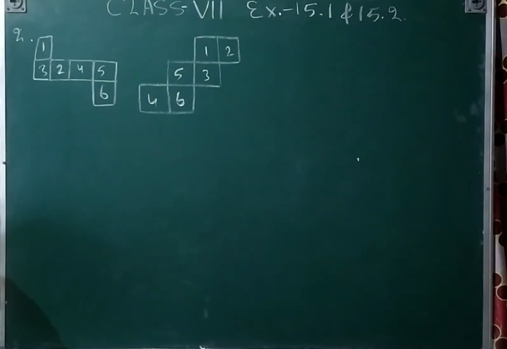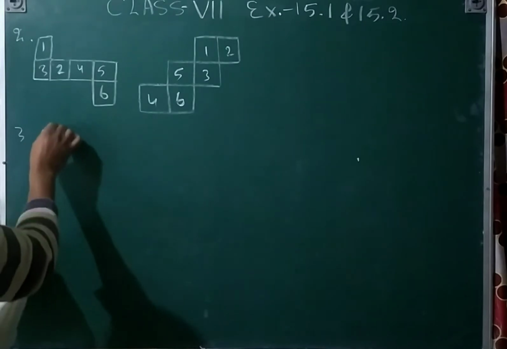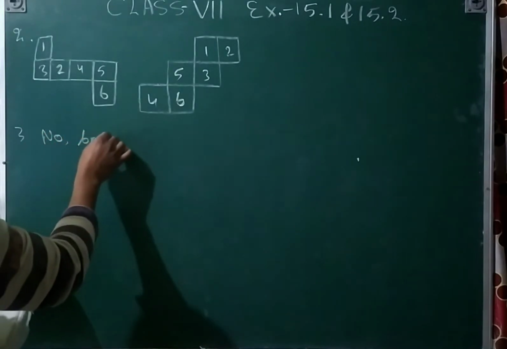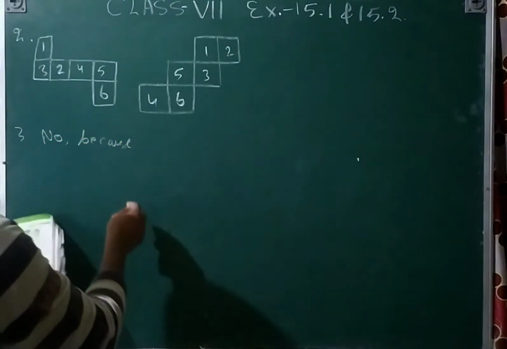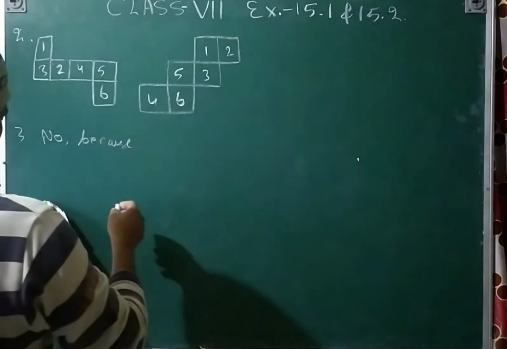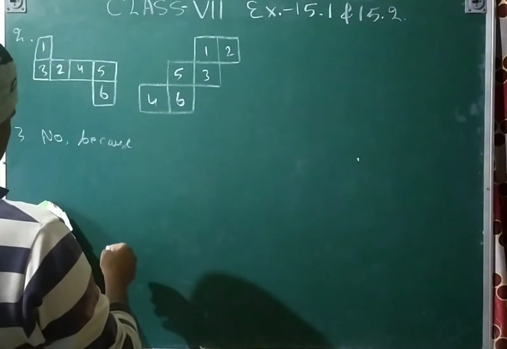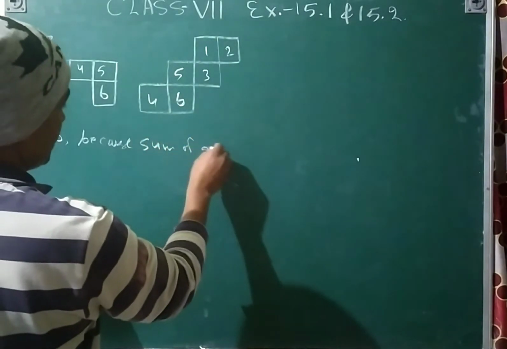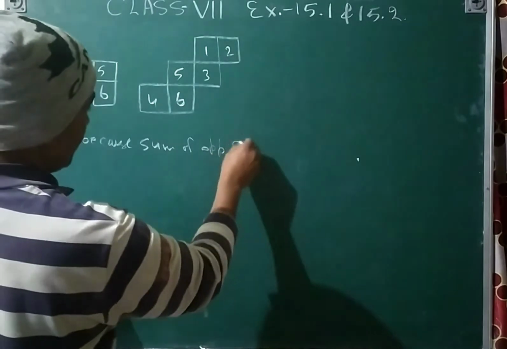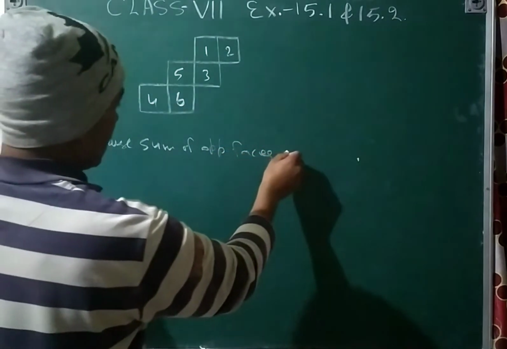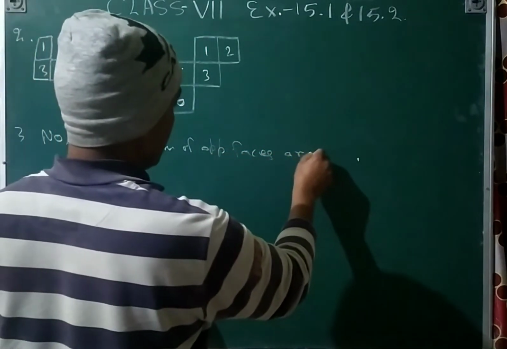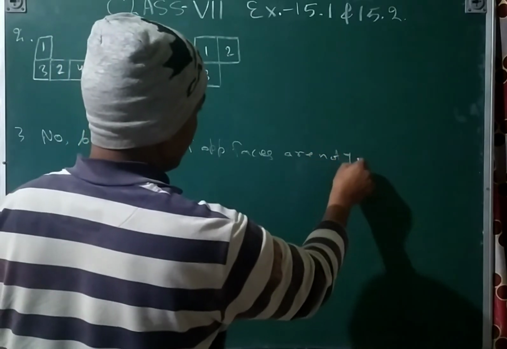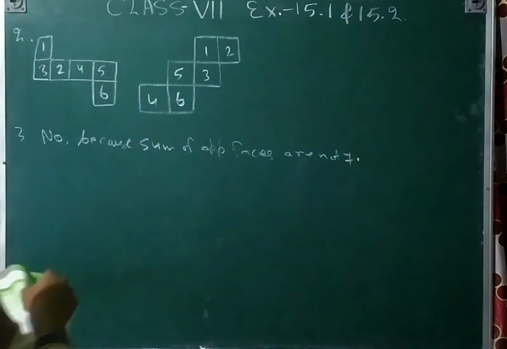Can this be a net for a dice? Explain your answer. No, because the opposite faces do not add up to 7, because the sum of opposite faces is not 7. Next question.